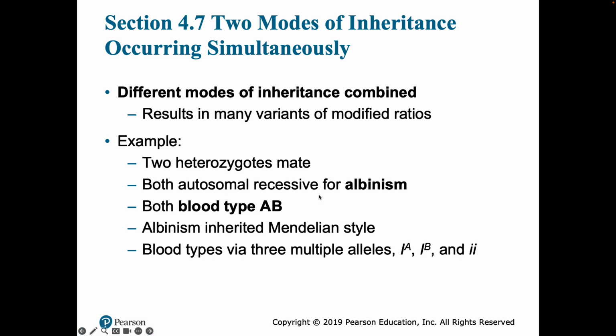So an example would be if you consider perhaps the combination of albinism and blood type. Albinism is inherited in a classic dominant recessive relationship, but we also know that blood type is inherited via multiple alleles, where you have a codominance relationship between A and B, and then a dominant relationship between A and O, and B and O.